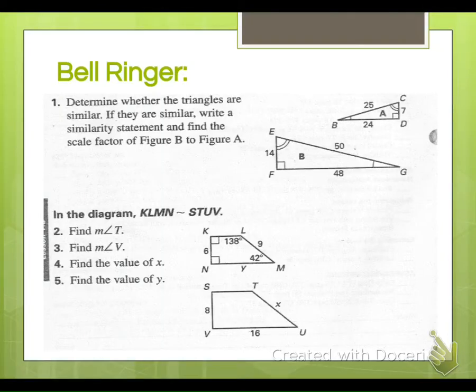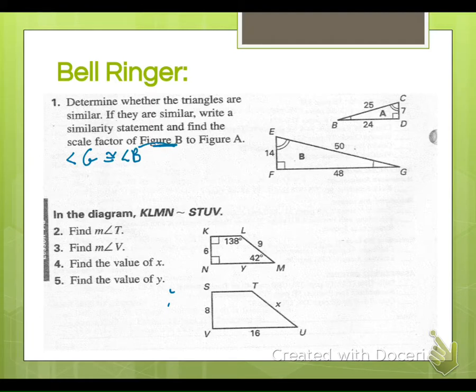So determine whether the triangles are similar. If they are similar, write a similarity statement and then find the scale factor. So we want to start by listing our congruent angles. So we have one arc on, it's B to A, so that means B is going to be on top, A is going to be on bottom. So we'll do angle G is congruent to angle B because they both have one arc.